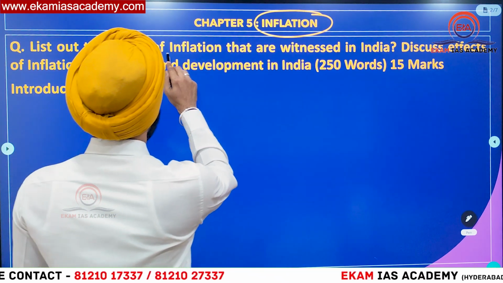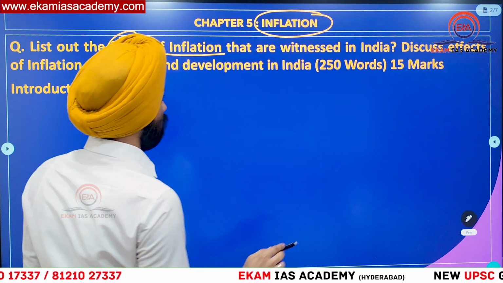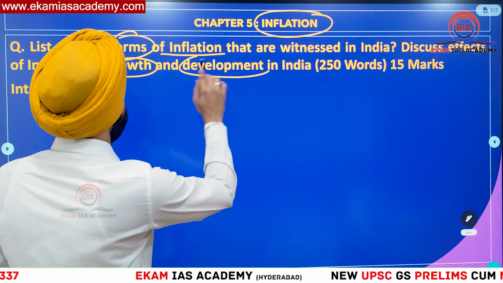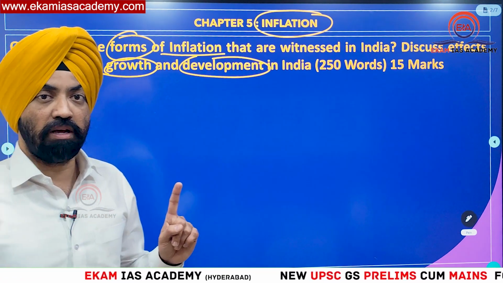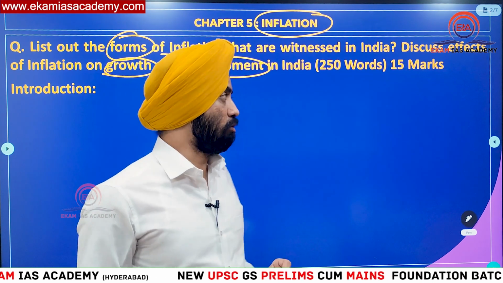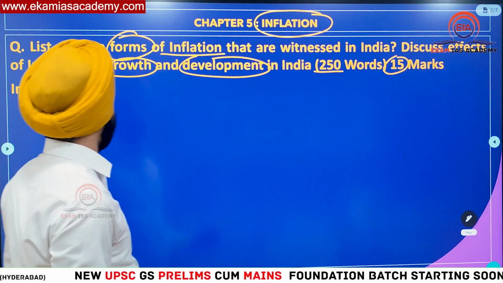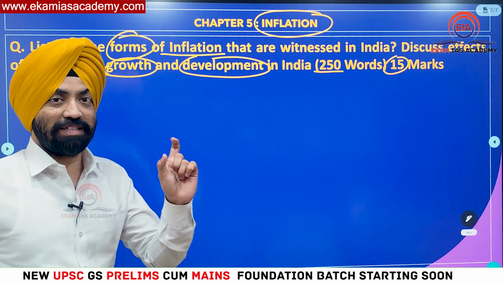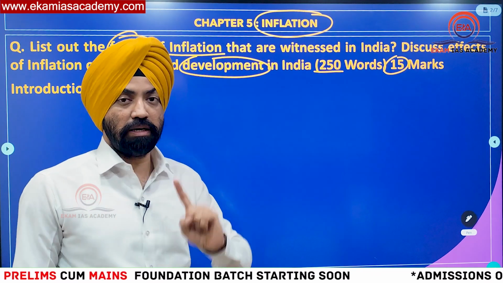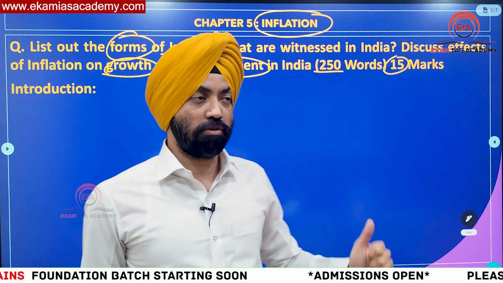List out the forms of inflation that are witnessed in India. Discuss effects of inflation on growth and development. We have done both growth and development, and we have also understood how growth is different to development. It is a 250 words question for 15 marks. Now, the introduction: because it is asking about the forms and how it is affecting growth and development, we need to very carefully write our introduction to this question.